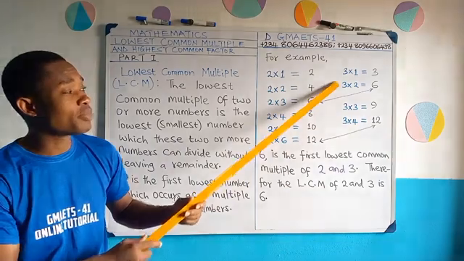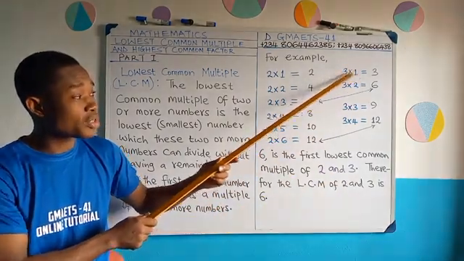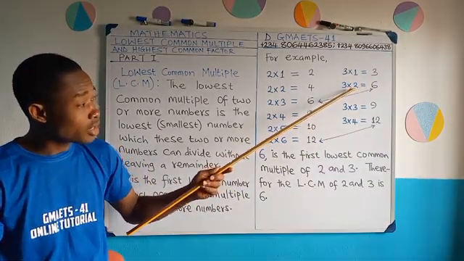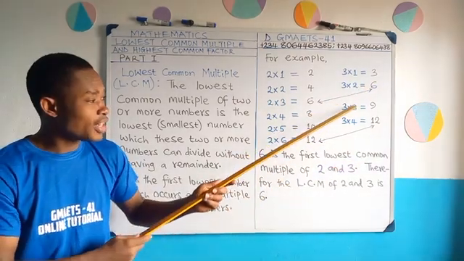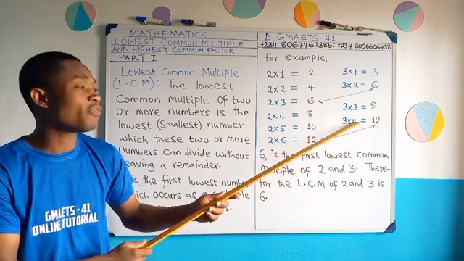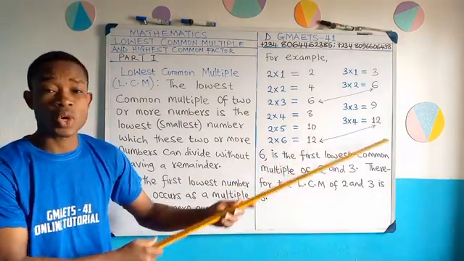Let us visit 3 times table and see. The first multiple of 3, which is 3 times 1, will give us what? 3. The second multiple of 3, which is 3 times 2, will give us 6. Look at the third multiple of 3, which is 3 times 3, you get 9. 9 is the third multiple. What about the fourth multiple of 3? 3 times 4 is 12.